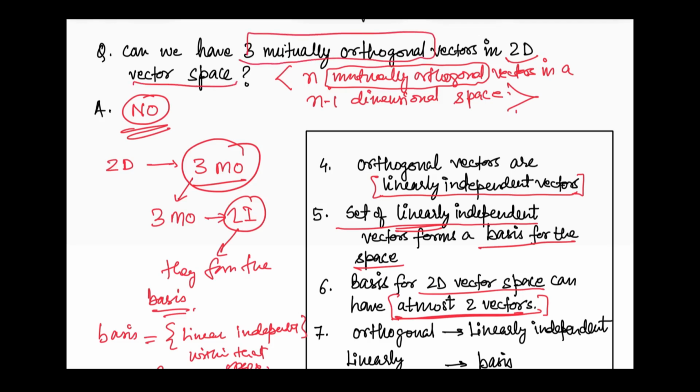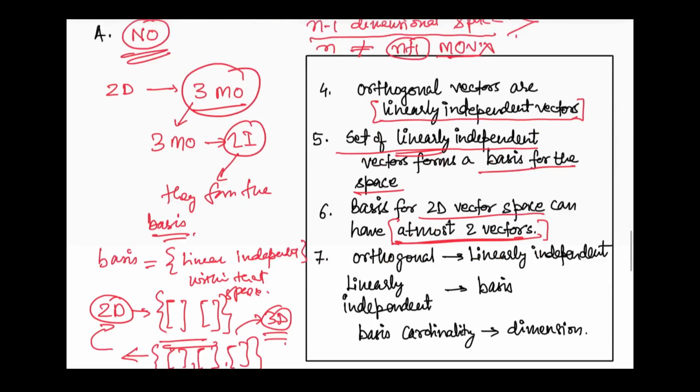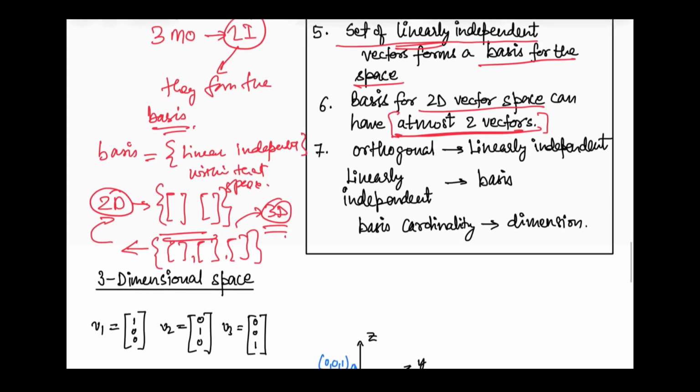And in general, an n dimensional vector space cannot have n plus 1 mutually orthogonal vectors. It is not possible. So this is a quick summary of why we cannot have that. Orthogonal vectors are linearly independent. Linearly independent vectors form the basis of the vector space, and the cardinality of the basis is always equal to the dimension of the space.